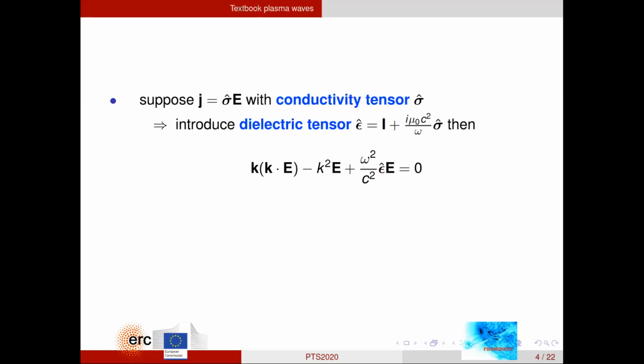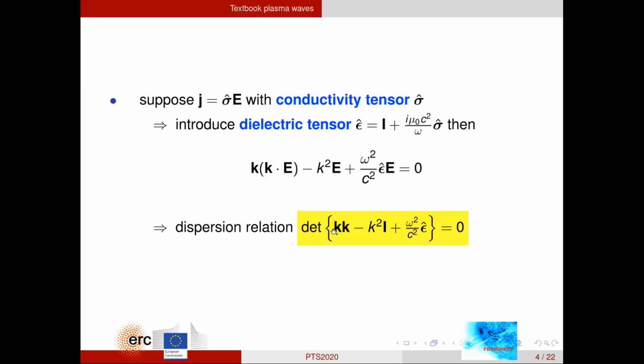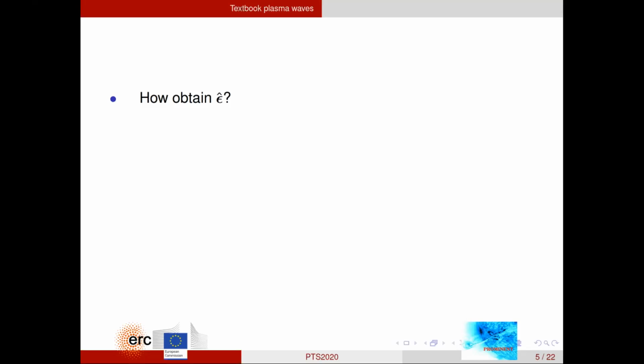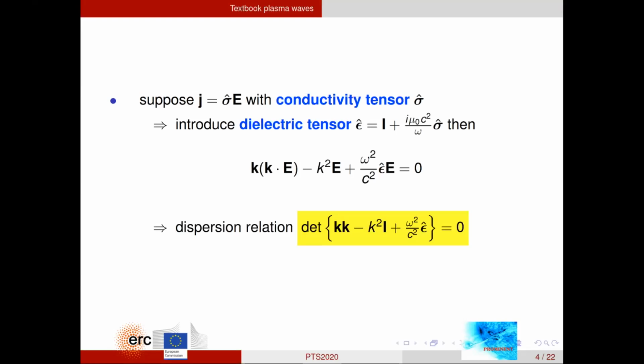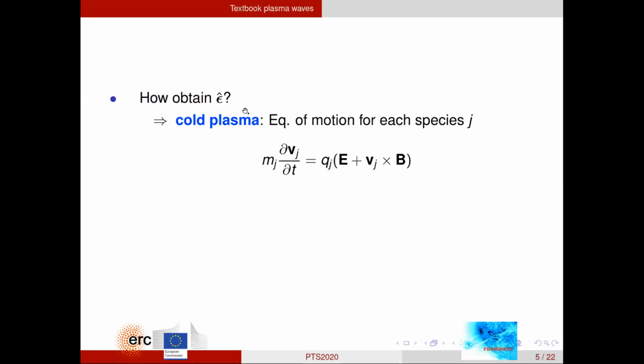And so for solutions to be found, we want the determinant of that 3x3 system to be equal to 0, so that we have a non-trivial solution. And that is the dispersion relation for waves in an ion electron plasma. I should stress that I'm going to talk quickly about a cold ion electron plasma. So the only thing I haven't yet explained is how to get this dielectric tensor, right? How to express the current in terms of the electric field, but that is also not so difficult.